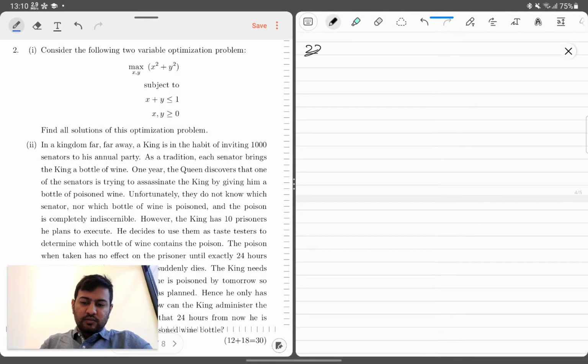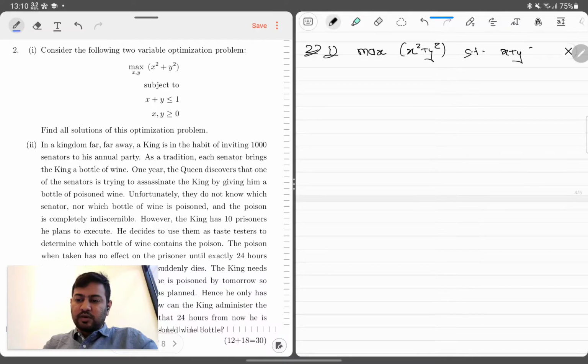At question number 2, first part. So in the first part, we have been given a constrained maximizing problem: to maximize x squared plus y squared subject to x plus y less than or equal to 1. So you can think of this as a budget constraint problem, right?